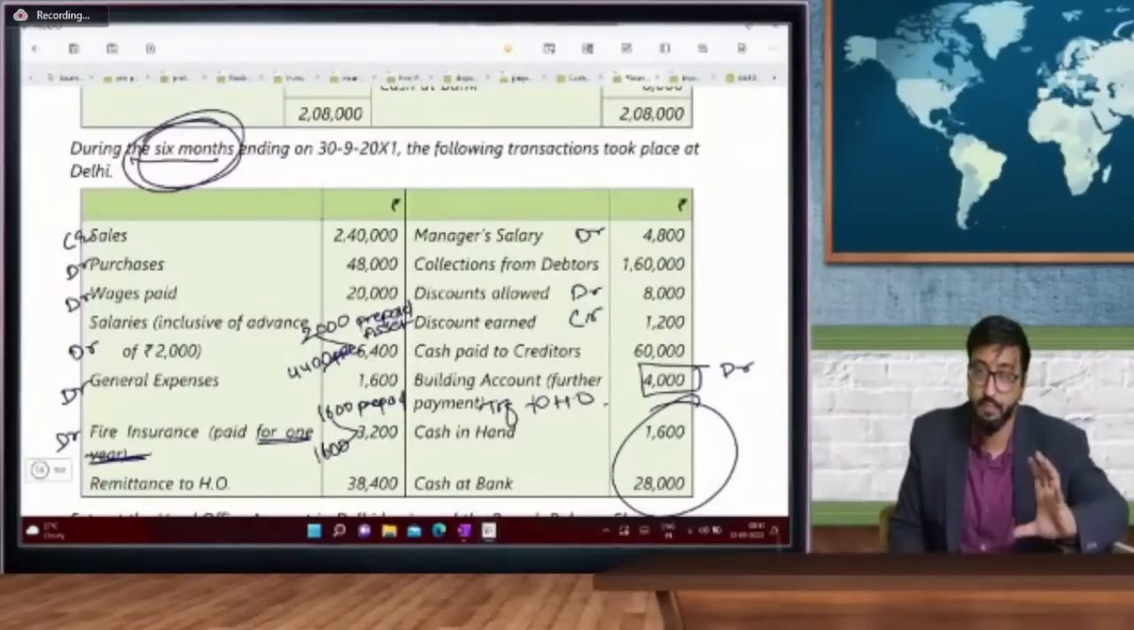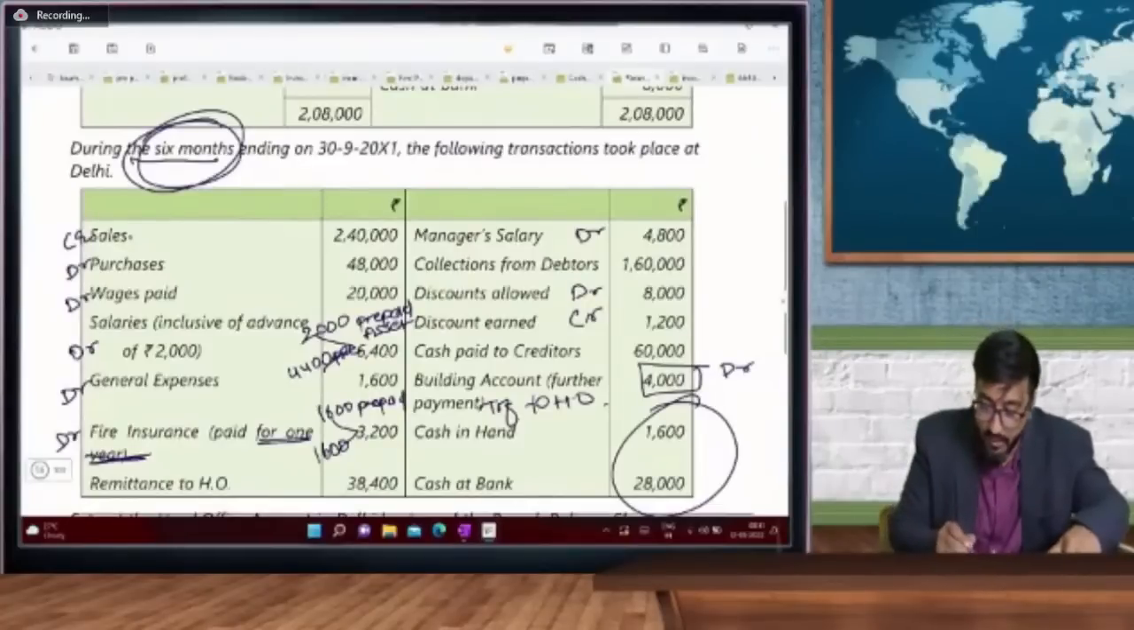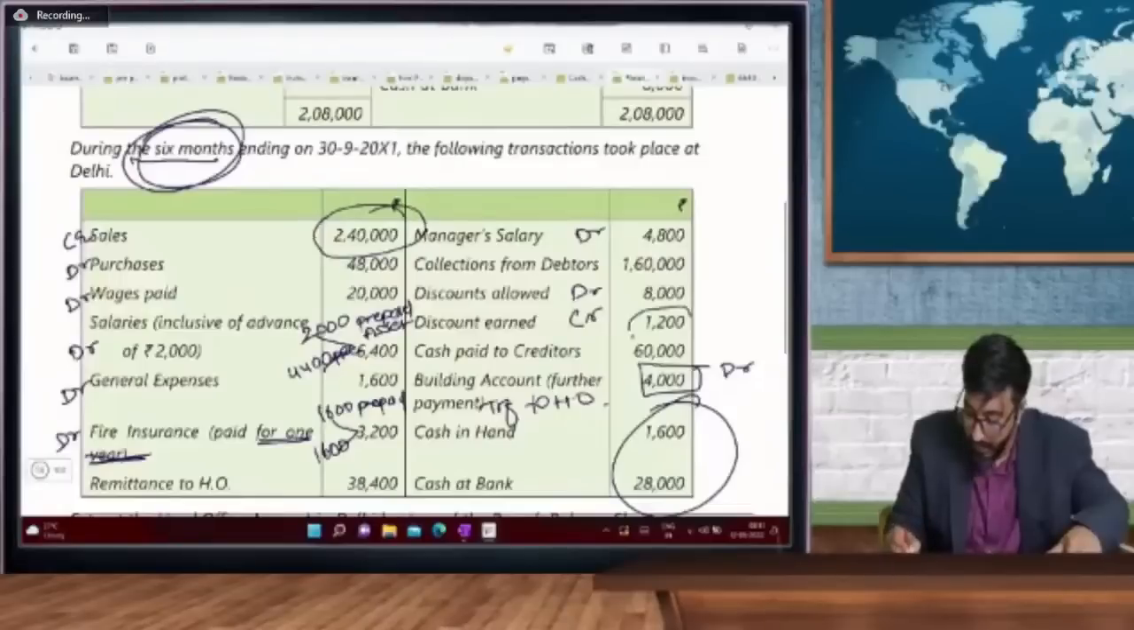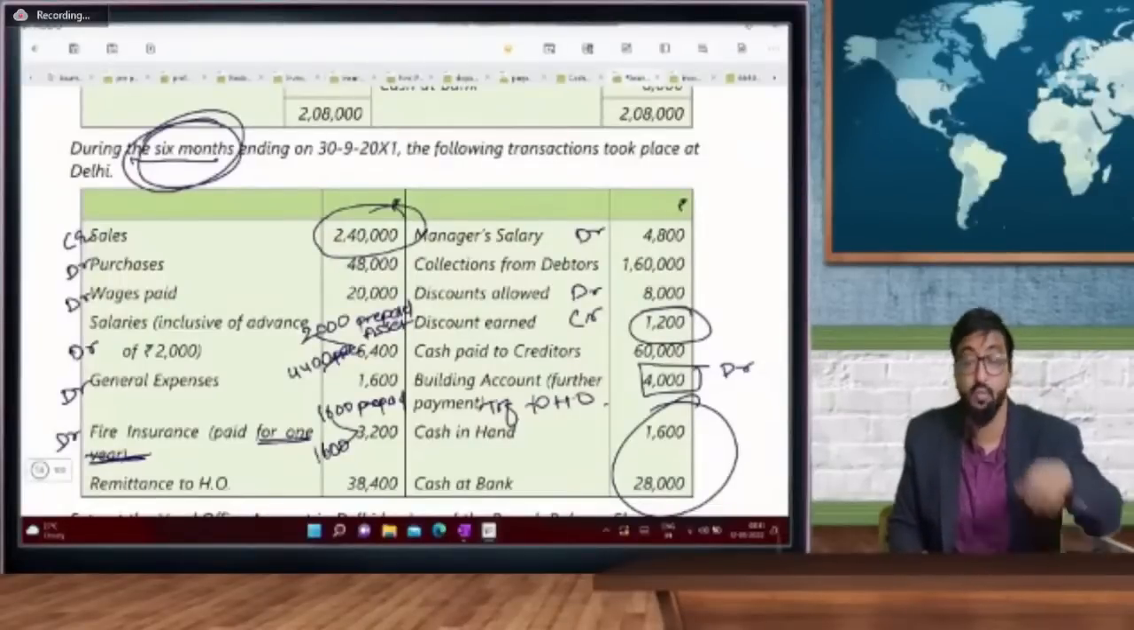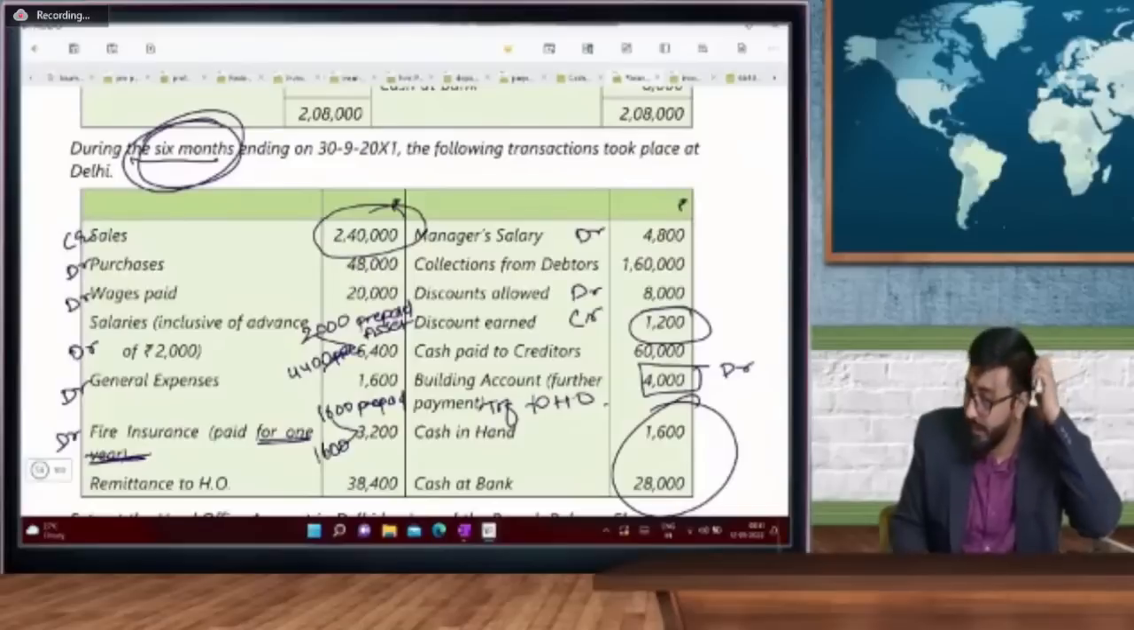So, see beta, normally the sales account is transferred to... Now see the entry. So how many credit balances? I will box the credit balances, credit and credit. Okay, 2,40,000 and discount earned is 1,200. Now understand the logic behind it.